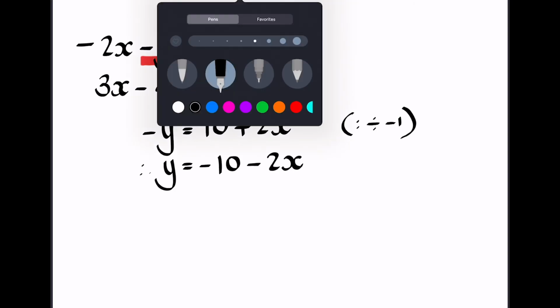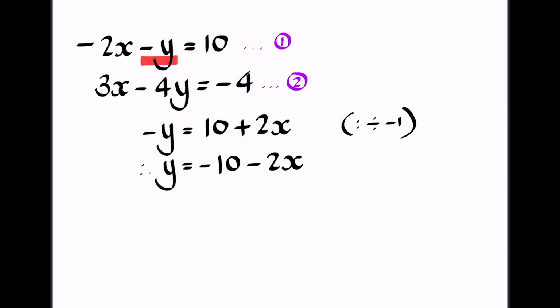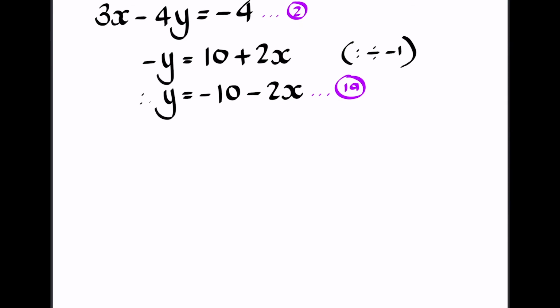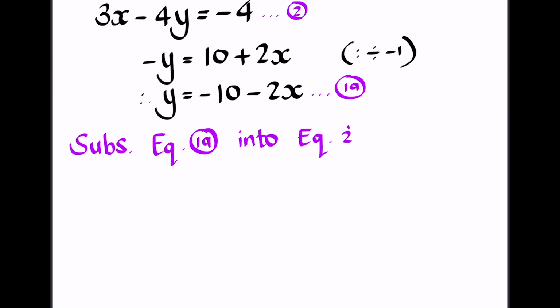And which equation did I use to make this equation? I used equation 1, which means that this is now equation 1a. So now I can substitute equation 1a into the other equation. So in this case, it's equation number 2. So that means I'm going to look at equation number 2, and where I see a y, I'm going to replace it with what I've said that y is equal to from this equation, which is minus 10 minus 2x.